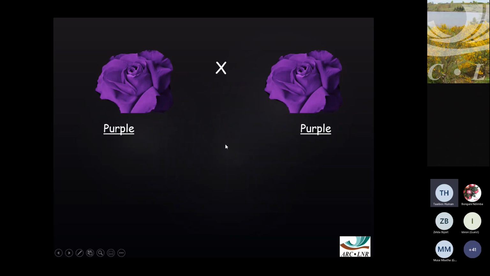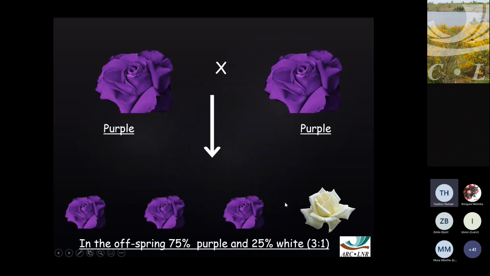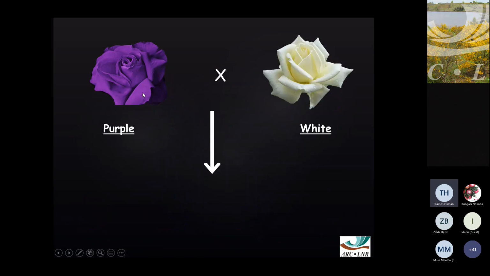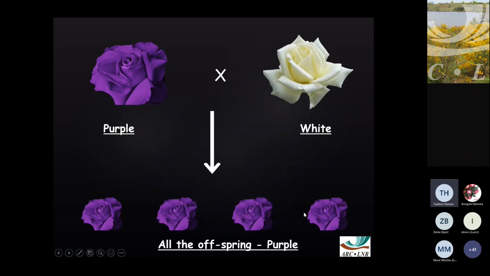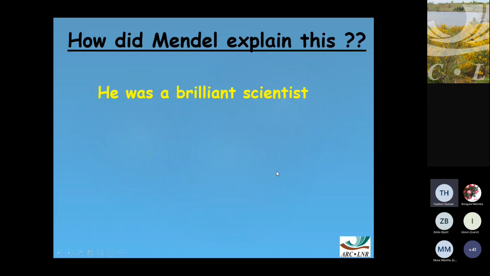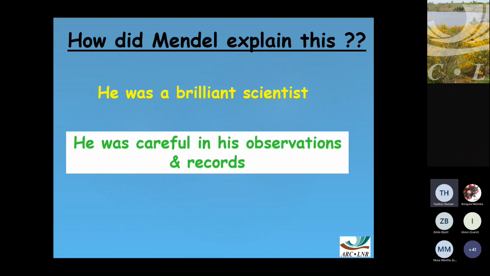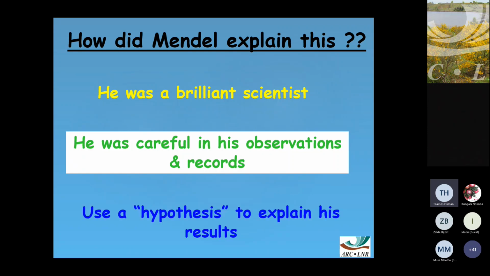So if he crossed two purple flowers with each other, he found that sometimes there appeared a white flower in his progeny, and he couldn't understand what was going on. And otherwise, if he crossed a purple one with a white, all the progeny was just purple, and he couldn't explain that. But he was a brilliant scientist, and with careful observations and record keeping and measuring what is going on, he formulated a hypothesis to explain his results.